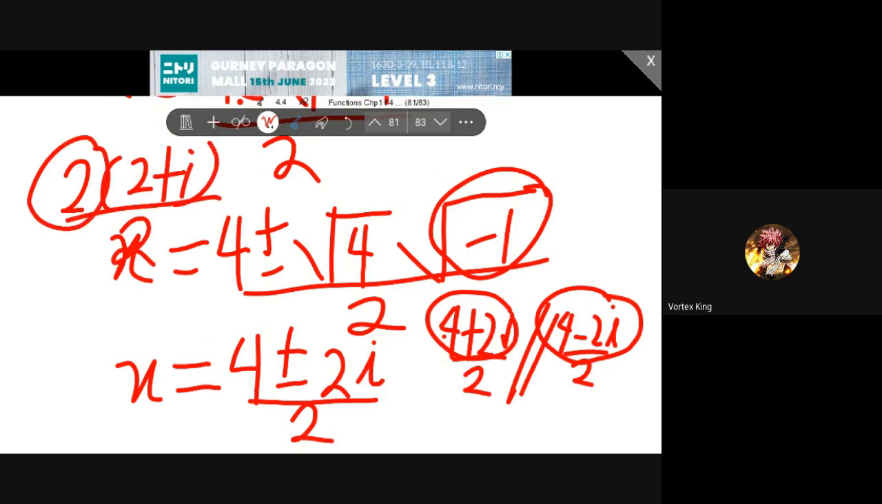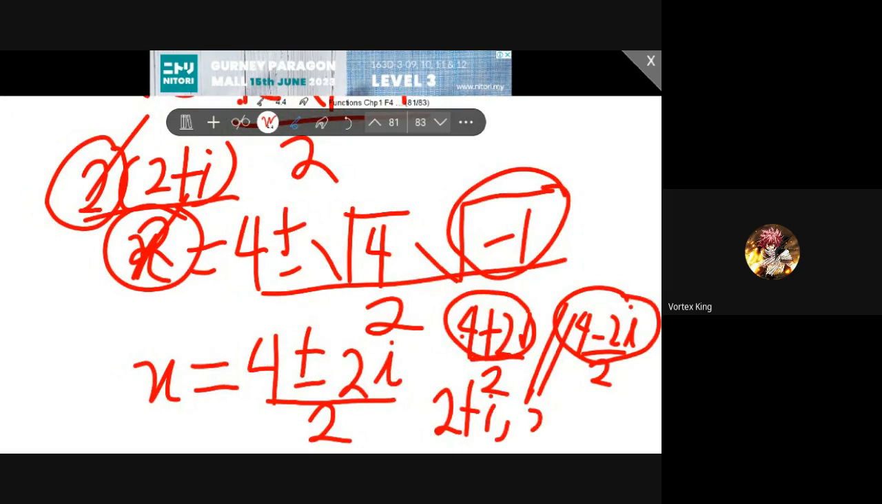Okay, so apa saya boleh buat? Kat atas ada 2, bawah ada 2. What can I do? Potong, very good. So your final answer is 2 plus I, 2 minus I. Bagus. Give a clap to yourself.